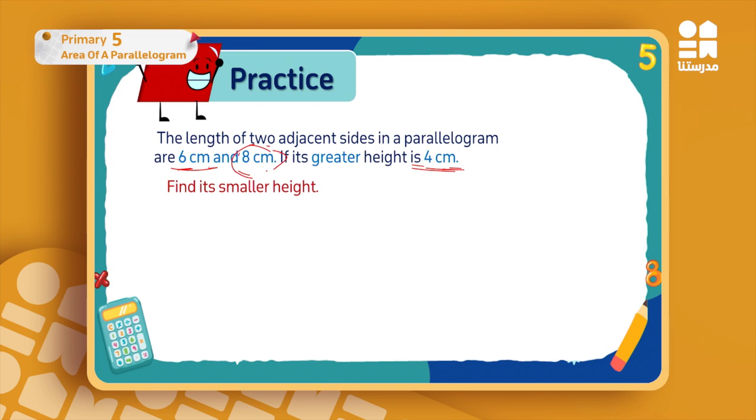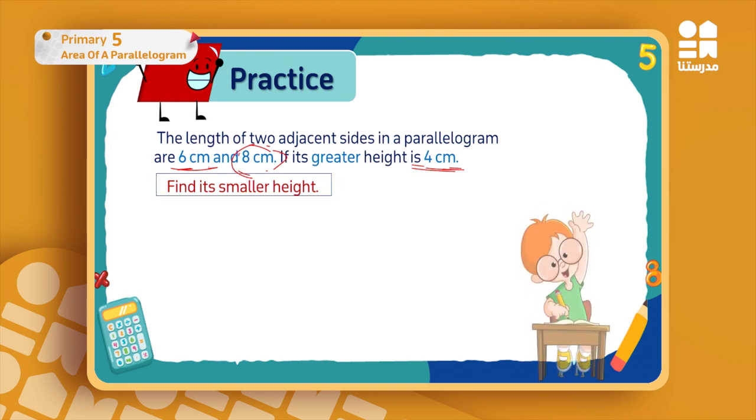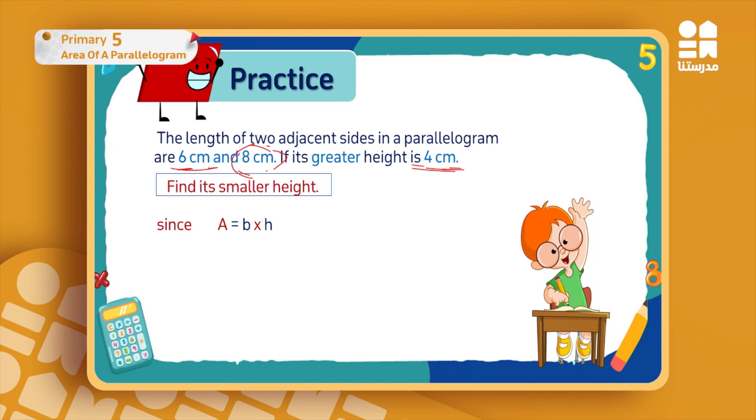side or base. Then I'll use the rule of the height, which is first area equals base times height, because I don't have the area here. Base times height equals 6 times 4, which is 24 centimeters squared. Then the height equals the area over the length of the greater base. So it's 24 over 8, because this is my greater base. Then my smaller height, as you see, is 3 centimeters.